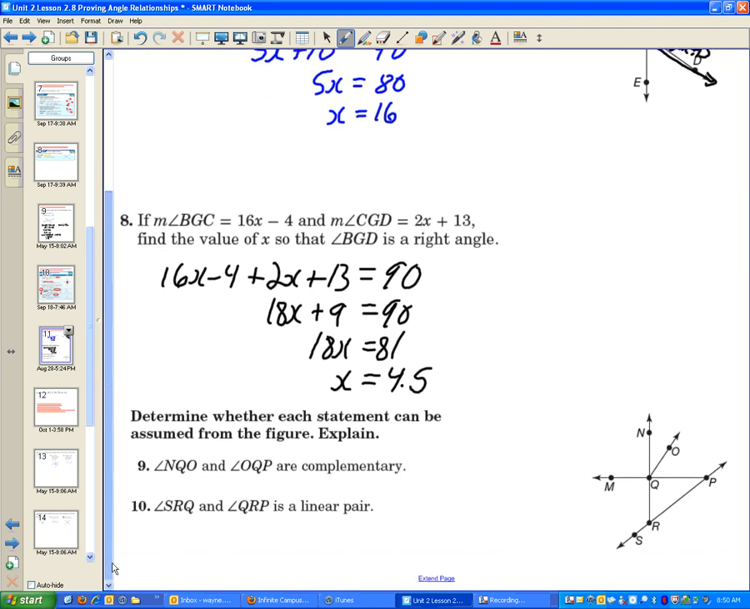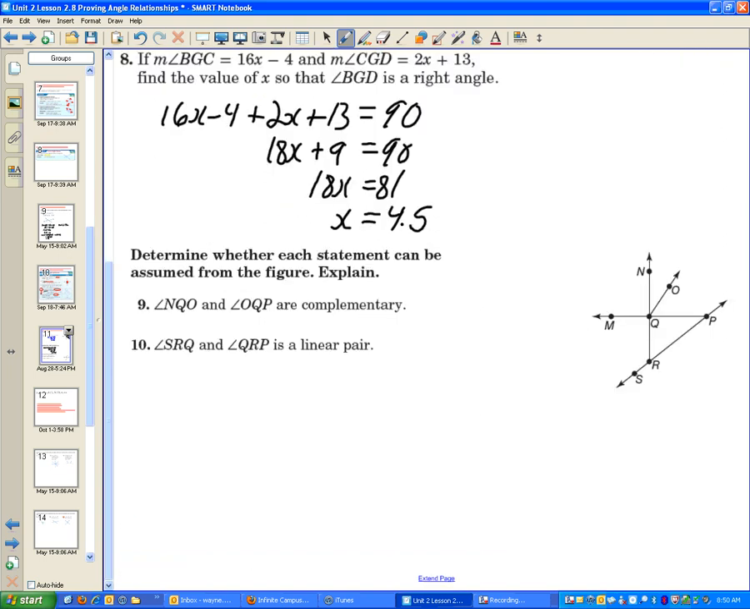Okay. Ooh, here's a blast from the past. Can we assume? All right, angle NQO, that one, and angle OQP, this one, are complementary. Do we know that those two angles are complementary? No, because we don't have perpendicular marks, do we? So, no, the explanation is don't assume measures. Don't assume that because they look like they add up to 90 that they do.